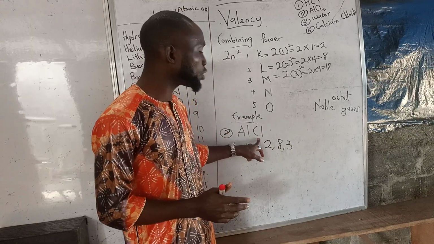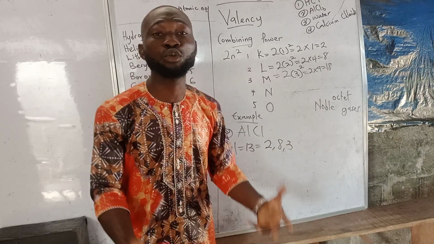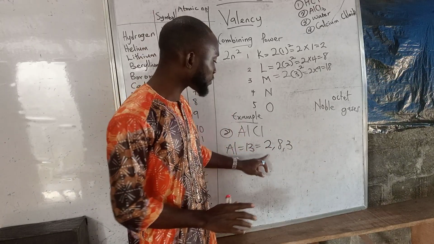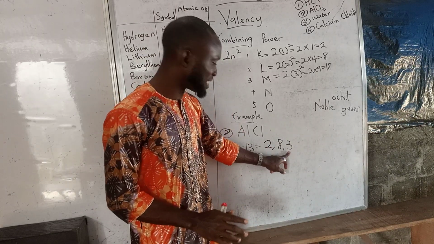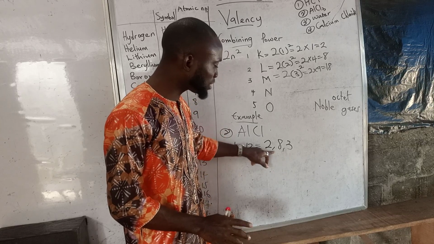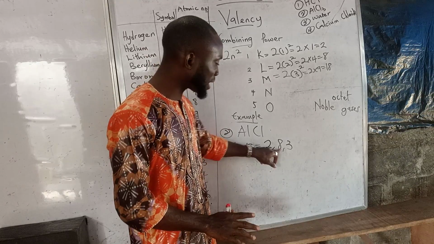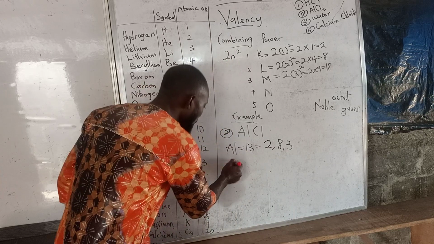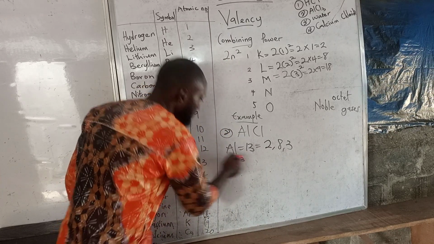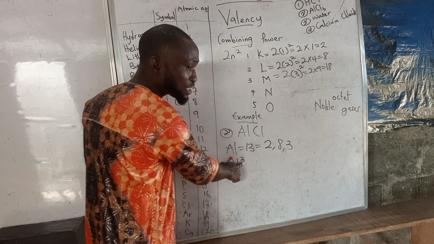So don't forget the example I'm using. Aluminium wants to combine with chlorine to form a compound called aluminium chloride. We have configured this and we know that the valency is this. Don't just leave this one, don't touch it. This 2 and 8, this is what we need. So we are going to write Al3. This is the valency of aluminium.